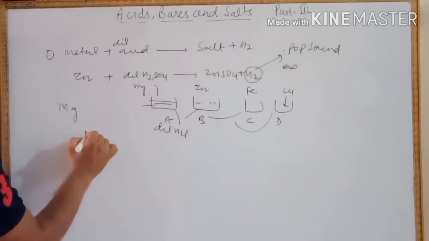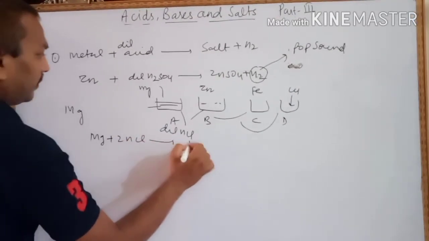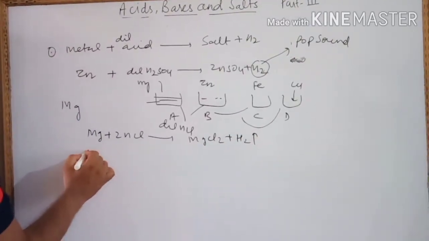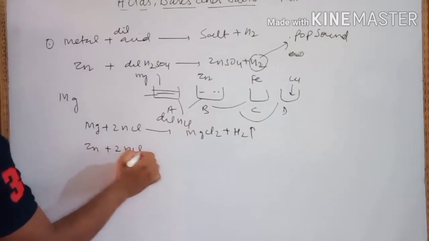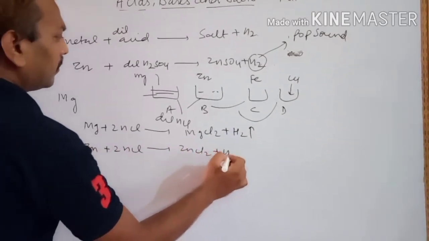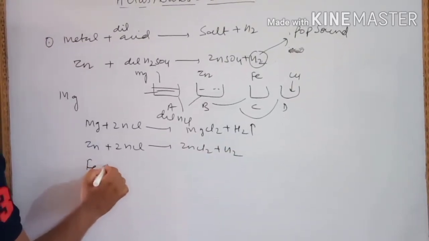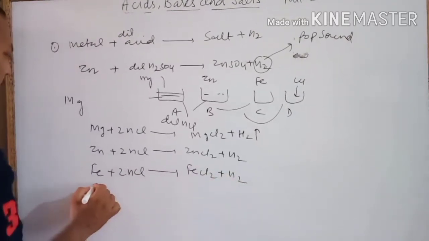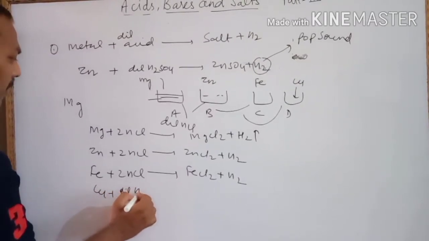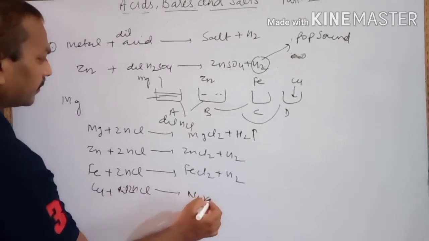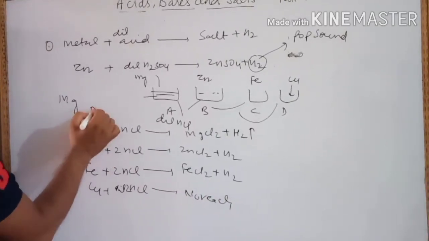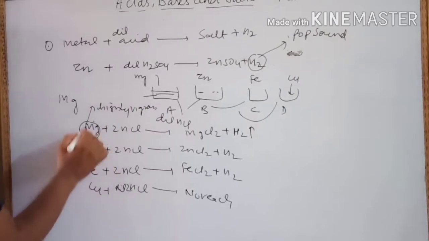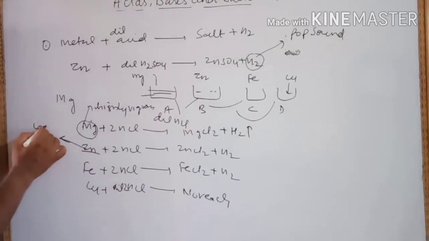So children, if magnesium reacts with dilute HCl, very simple, magnesium chloride plus hydrogen gas, right? Same when it reacts with zinc and dilute HCl, zinc chloride and hydrogen gas. Then iron reacts with dilute HCl, FeCl2 plus hydrogen gas. Copper plus dilute HCl, no reaction. So children, see this, magnesium is highly vigorous in nature, in comparison to that zinc reacts with acid less vigorously.